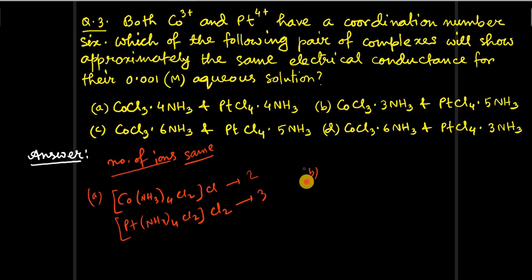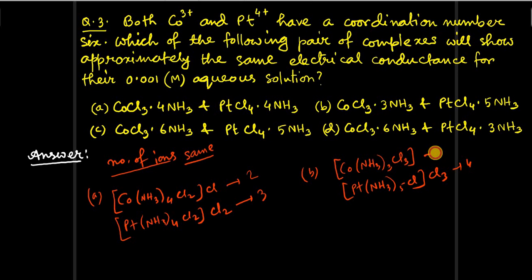Now come for option B. For the first complex it will be [Co(NH3)3Cl3]. It is a neutral complex, no ion. But for the platinum complex it will be [Pt(NH3)5Cl] and outside the bracket Cl3. So it will give 4 ions, and the other will give 0 ions. So B is also not the correct answer.